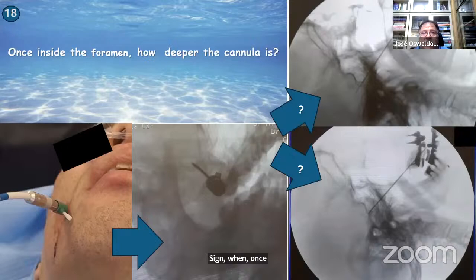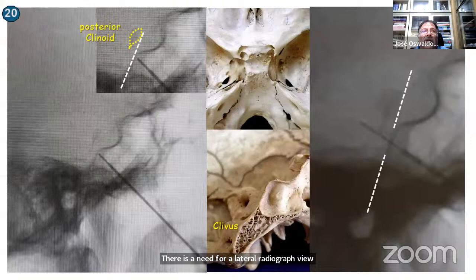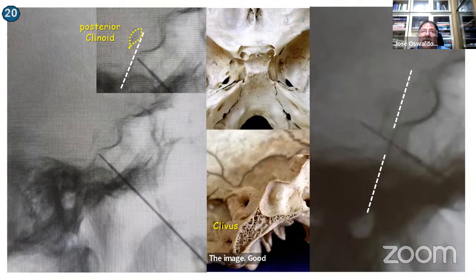Once inside the foramen, how deep the cannula is, is the question. There is a need for a lateral radiography view. The clival line is a good parameter of depth and safety. The bone offers additional lines polluting the image.